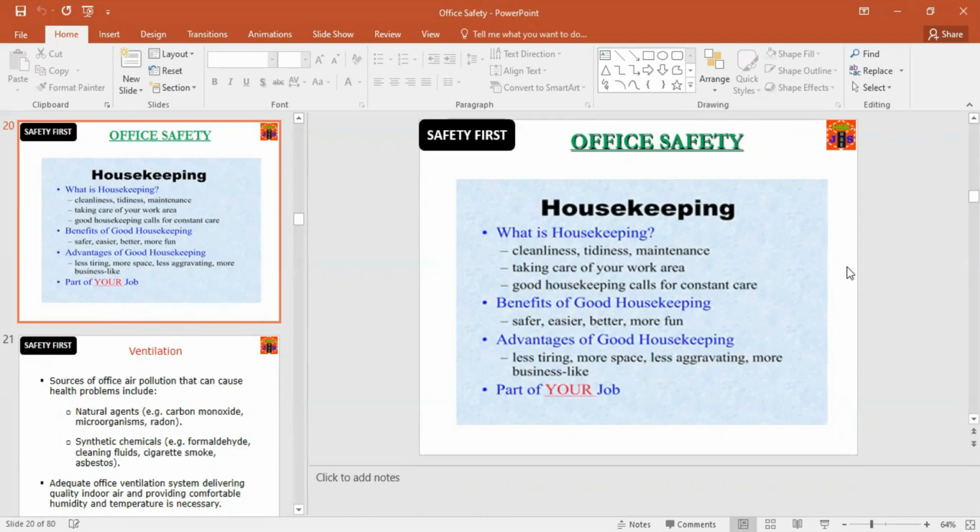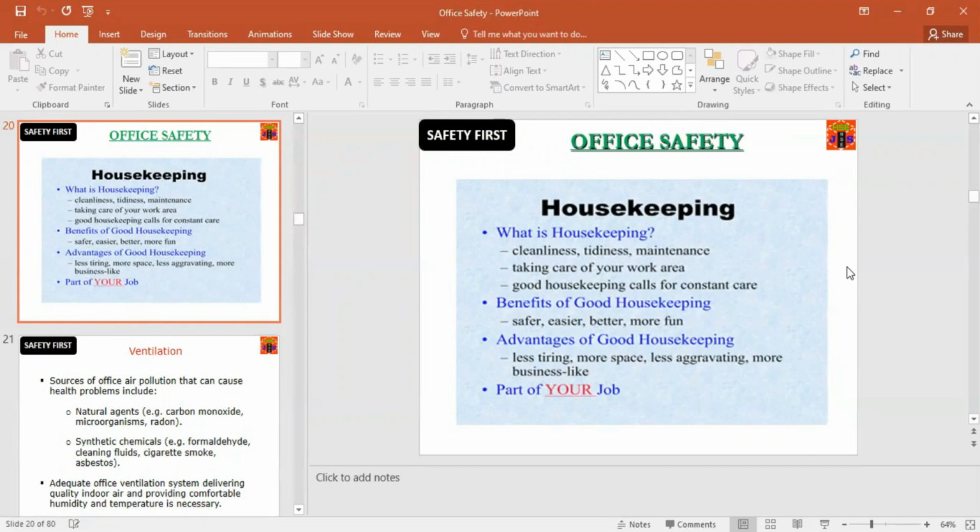Housekeeping causes many accidents in the construction site as well as in the offices. Let us look at what housekeeping is: cleanliness, tidiness, maintenance, and taking care of your work area. Good housekeeping calls for constant care.